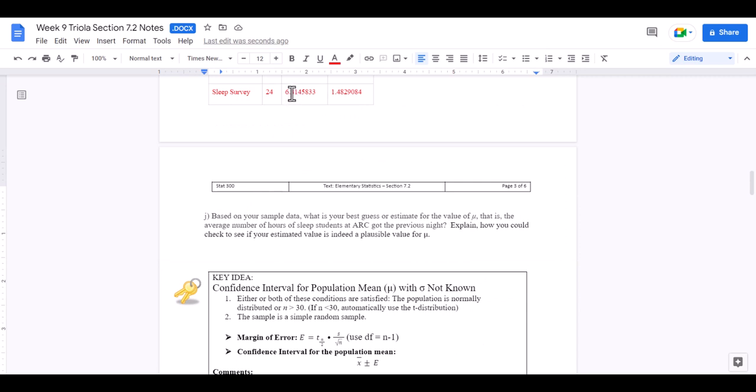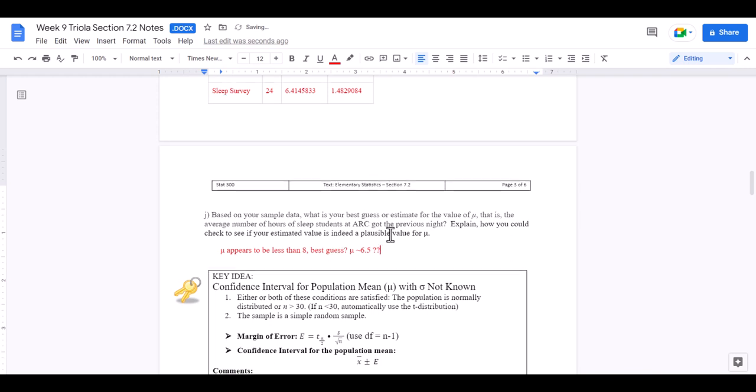Well, based on our data up here, so 6.4, we do have a fairly large sample, 24. So definitely we can say mu appears to be less than 8, which is, well, our hypothesis is that the mean is 8. So I will probably guess around 6.5, but you know, we're not entirely sure. So I'll just put a double question mark there.